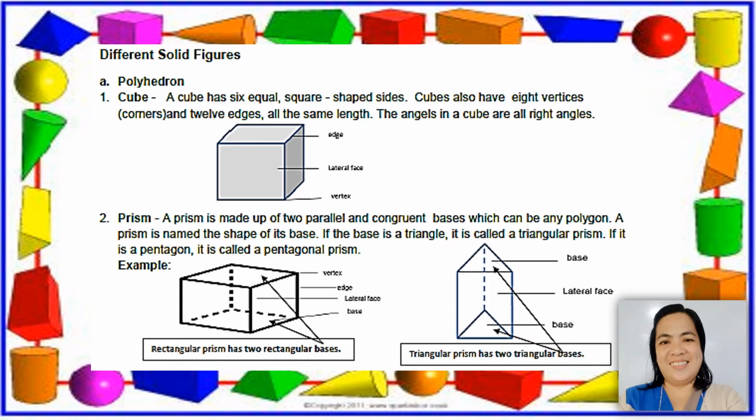Number 2, prism. A prism is made up of two parallel and congruent bases which can be any polygon. A prism is named after the shape of its base. If the base is a triangle, it is called a triangular prism. If it is a pentagon, it is called a pentagonal prism. So try to look at the illustration.